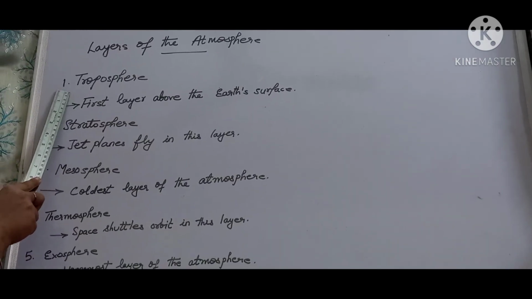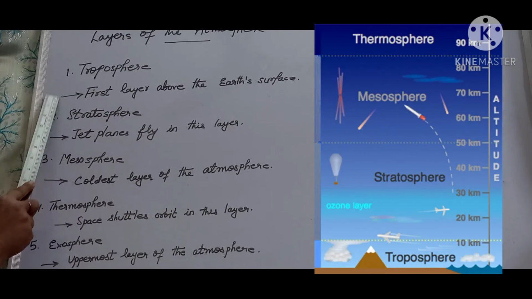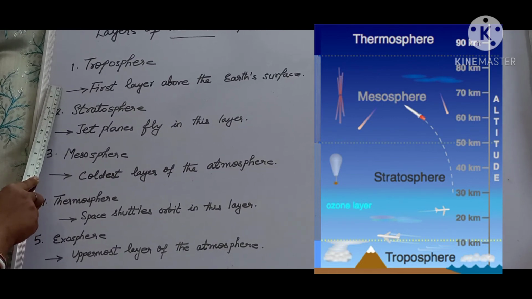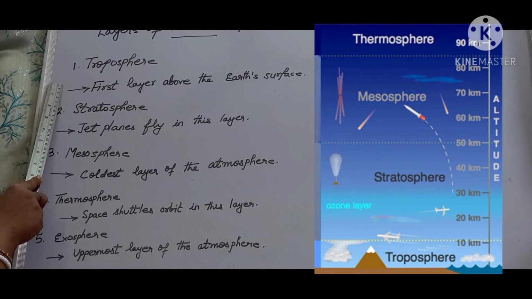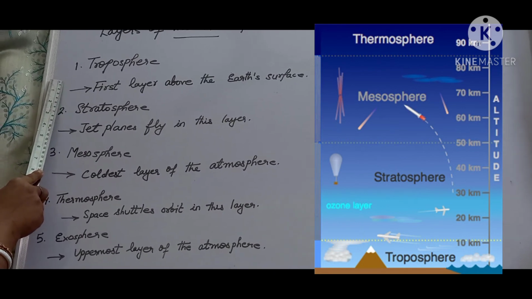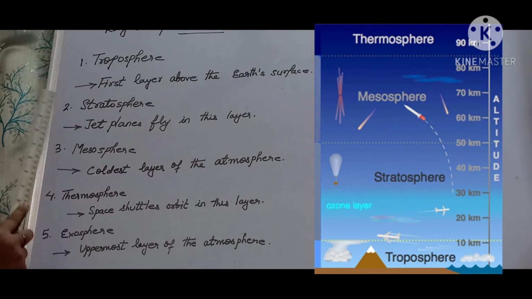First, troposphere. It is the first layer above the Earth's surface. This layer has the optimum amount of air needed by living organisms. Winds and clouds are formed in this layer. Changes in the weather also occur in this layer.